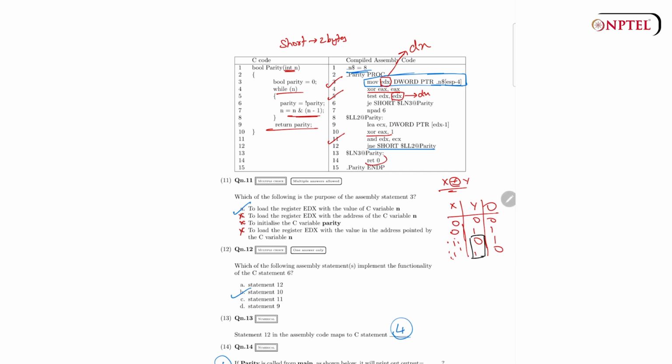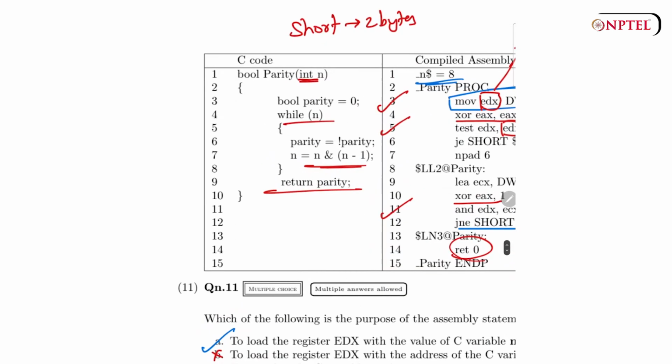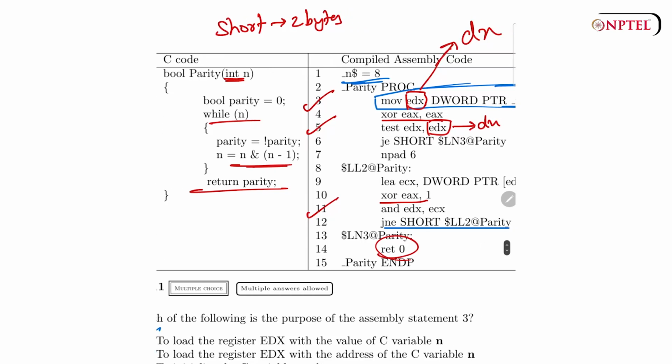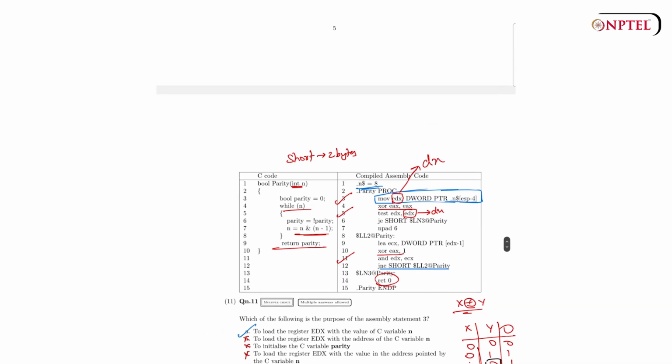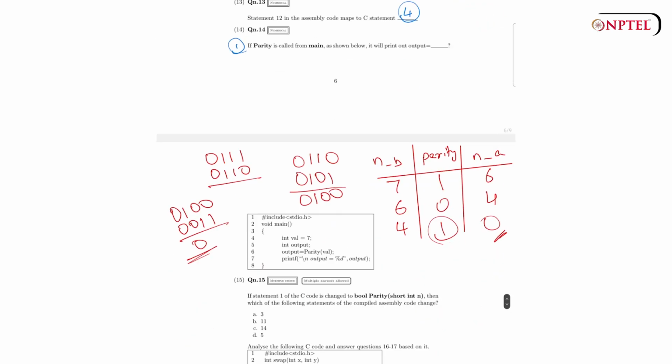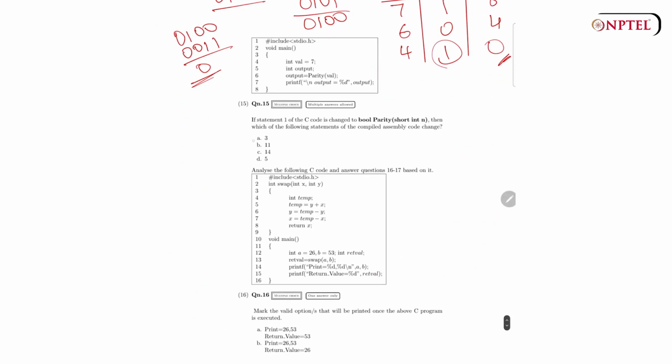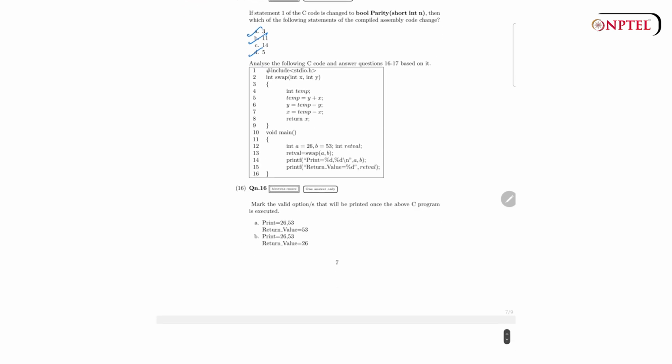Clearly, that is not going to happen because that has nothing to do with the input argument. So the answer is just going to be 3, 5, and 11. All right. So the answer is 3, 11, and 5. All right. Let's go to the next question.